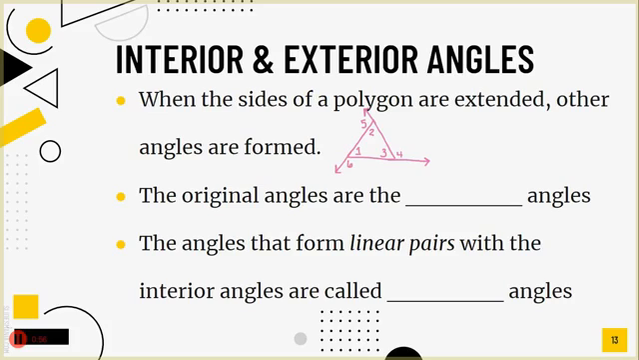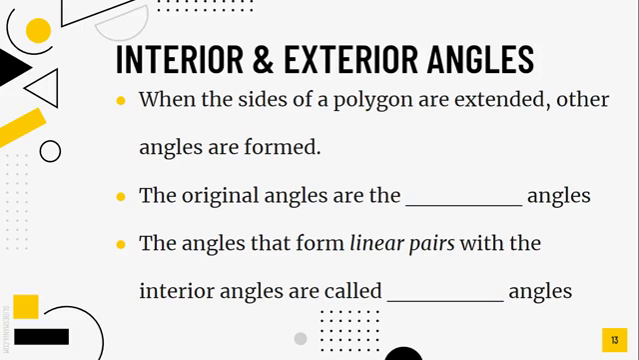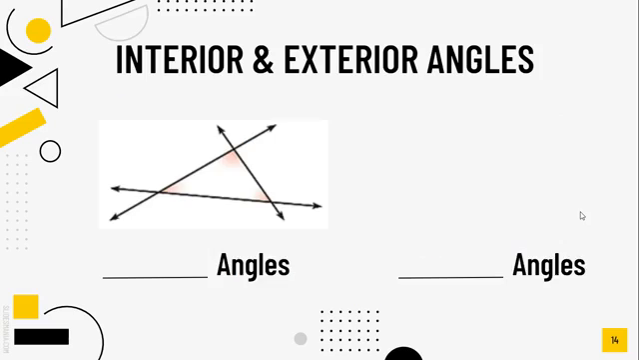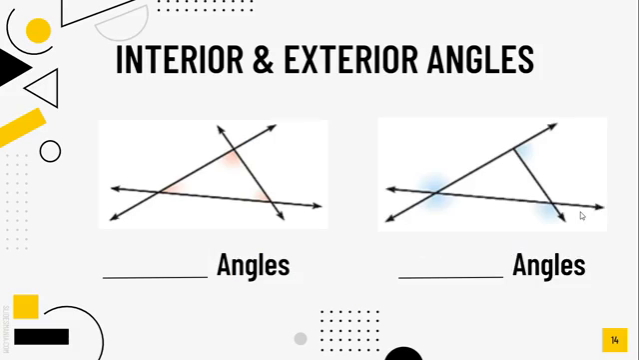So if you extend the sides of a polygon, you're going to create more angles. So that's all that means. The original angles are the interior angles. So the angles that were original to my polygon, angles 1, 2, and 3, were inside the triangle, so they're called interior angles. The angles that were on the outside that actually formed linear pairs with the interior angles are called exterior angles.